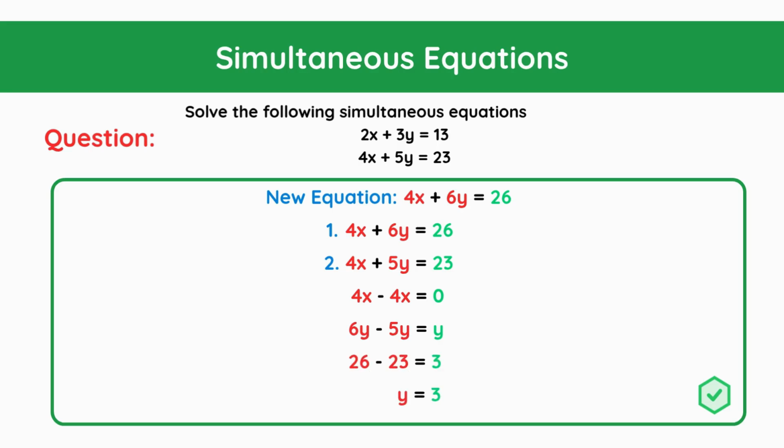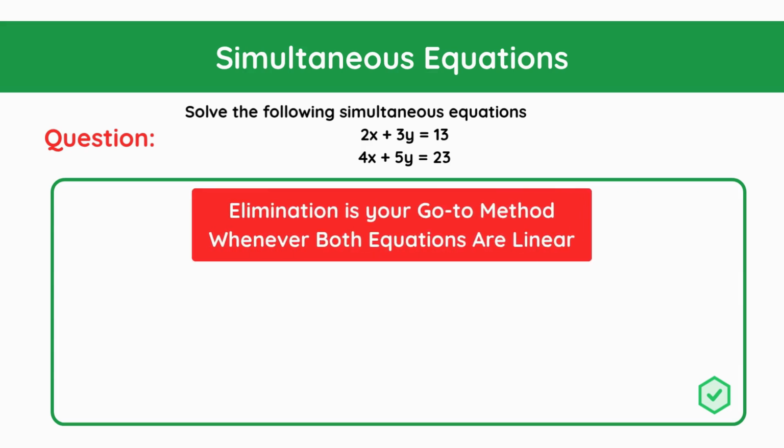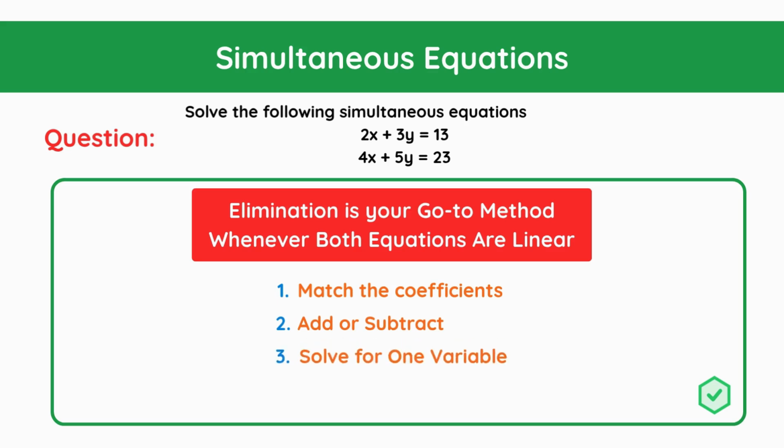So y equals 3. Now substitute y equals 3 back into the original first equation. 2x plus 3 times 3 equals 13. That gives 2x plus 9 equals 13. So 2x equals 4, which means x equals 2. So the solution is x equals 2, y equals 3. So elimination is your go-to method whenever both equations are linear. Match the coefficients, add or subtract, solve for one variable, and substitute back.